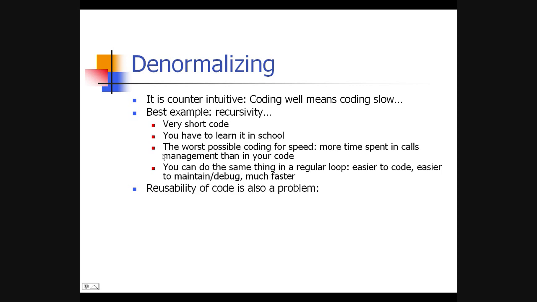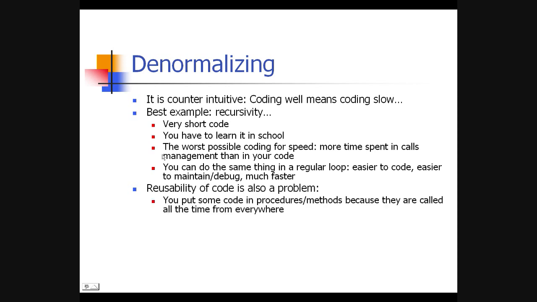Now there is an even worse example. Reusability of code is something that we all strive for. We do not want to code the same thing twice or 3 times. So each time there is some code that is reused somewhere else, you put that in a procedure or a method of a class, and then you call it from wherever you need.